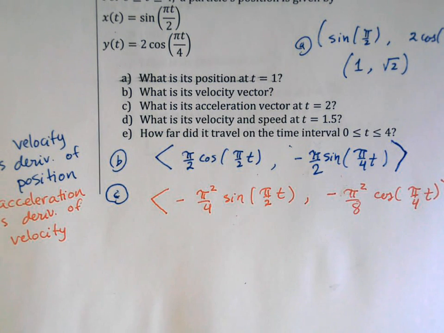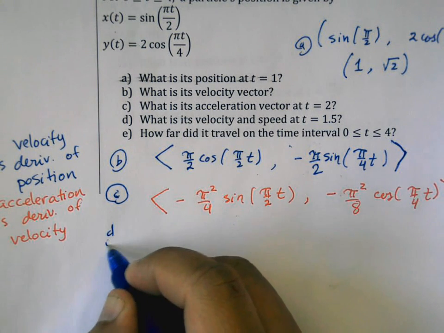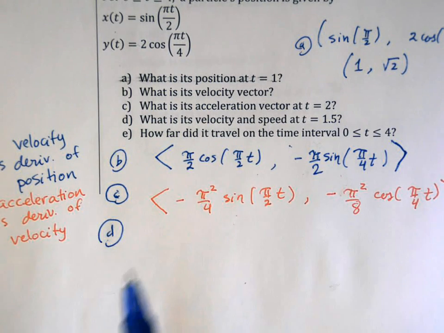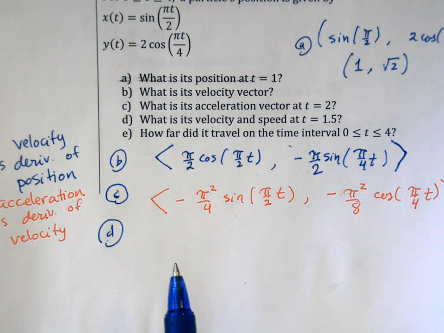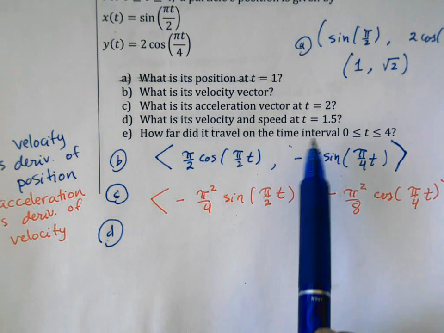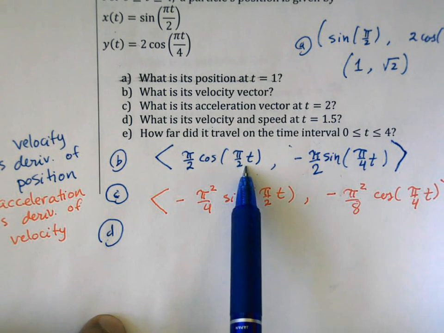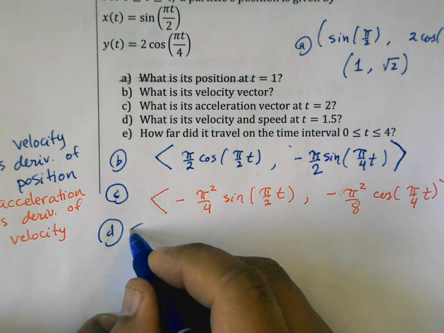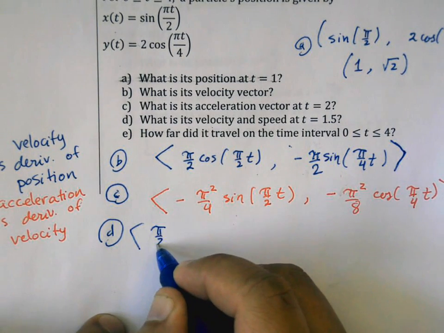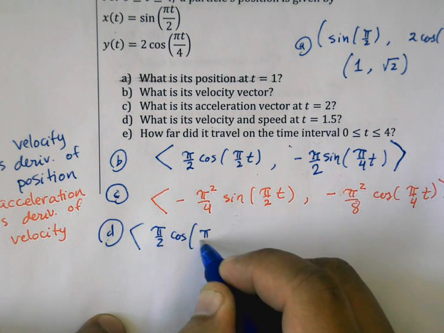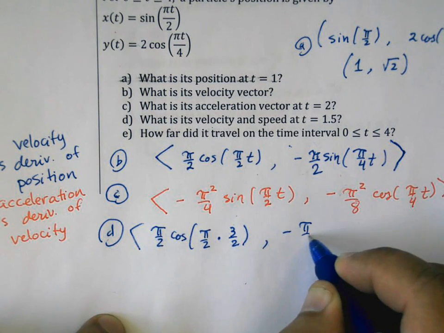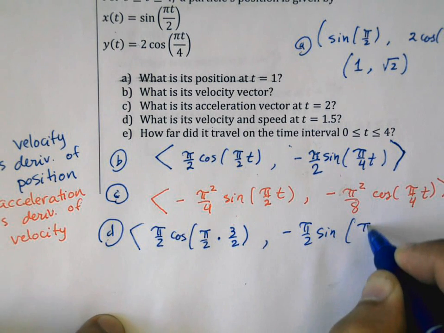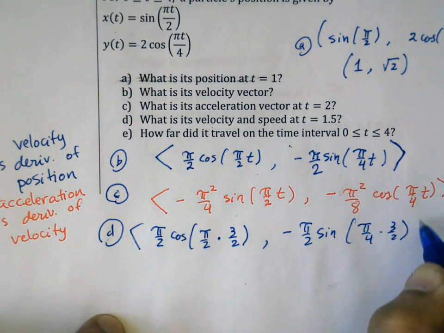So moving along pretty nicely. D, what is its velocity and speed at t equals 1.5? Well, when something asks for its velocity, we are talking about the vector because this object is moving in two-dimensional space. So for its velocity at 1.5, we simply take 1.5 and substitute it in for t. And I'll write all this out. This gives me pi over 2 cosine of pi over 2 times 3/2, and then negative pi over 2 sine of pi over 4 times 3/2.